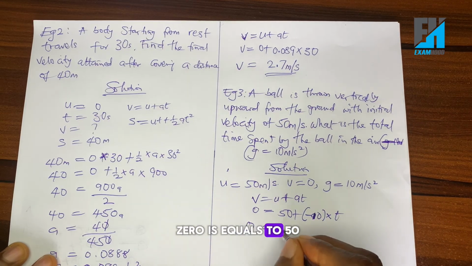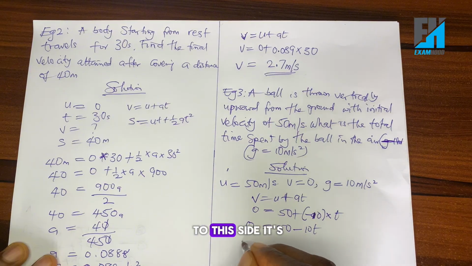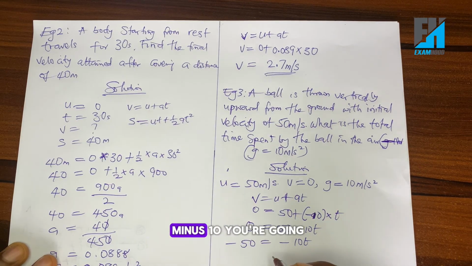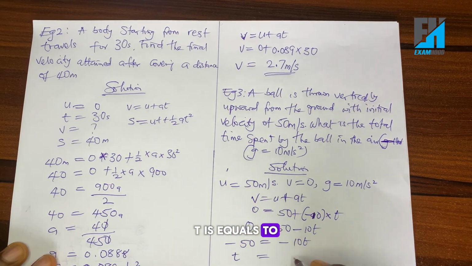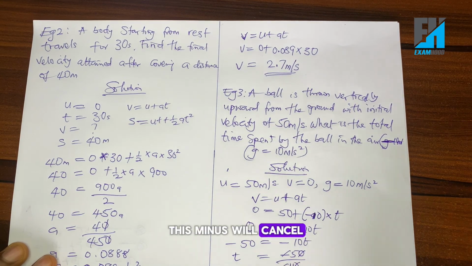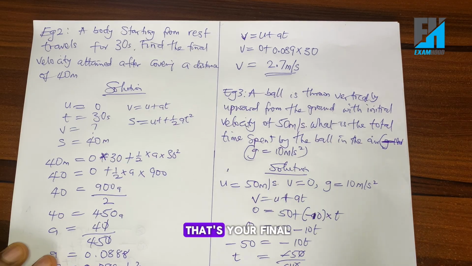0 is equals to 50 plus minus 10t. Carry 50 to this side: minus 50 is equals to minus 10t. Divide both sides by minus 10, you're going to have t is equals to minus 50 over minus 10. 0 cancels 0, and the minus cancels the minus. t is equals to 5 divided by 1, which gives you 5. Your time is 5 seconds. That's your final answer. The time is 5 seconds.